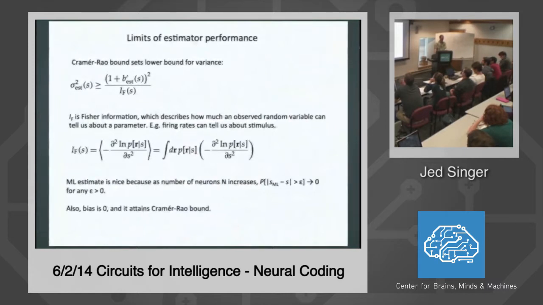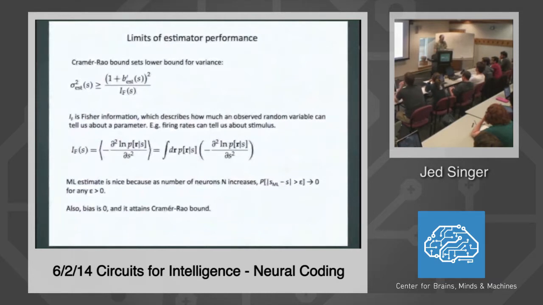Fisher information tells us how much an observed random variable, for example, firing rate, can tell us about a latent parameter, for example, the stimulus. And it can be calculated several different ways. One way is the expected value of the negative curvature of the conditional probability surface of your firing rates with respect to your stimuli. So it's generally impossible to get zero variance unless you can get perfect Fisher information, which in the real world never happens.